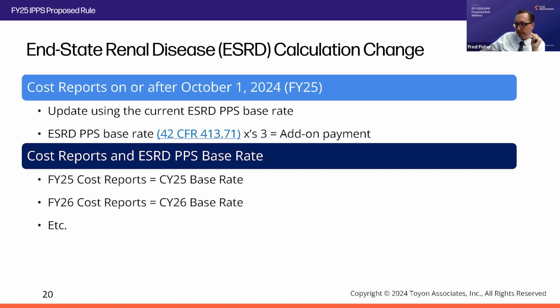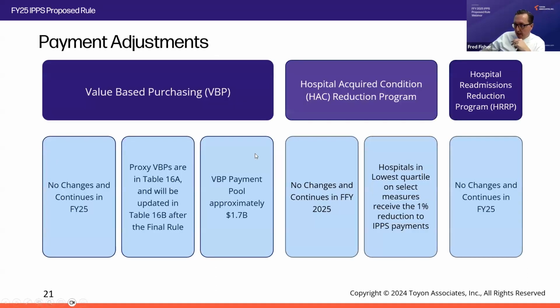And so we kind of just show there's a base rate that's established depending on the calendar year to fiscal year relationship. They're going to multiply that times 3 to determine an ESRD add-on payment. So if you're an ESRD provider, you want to be aware of that. And hopefully that drives in some additional revenue for those services.